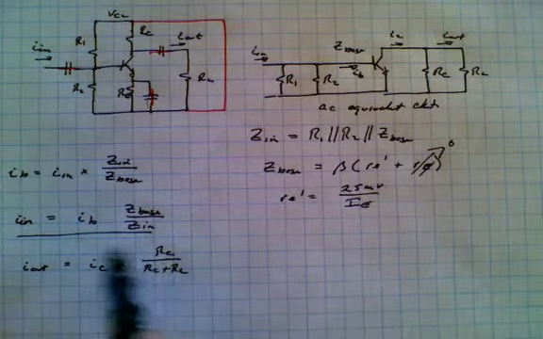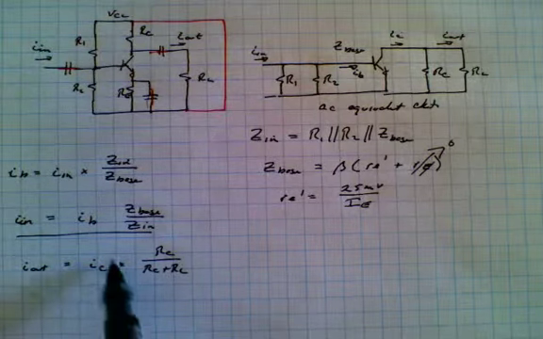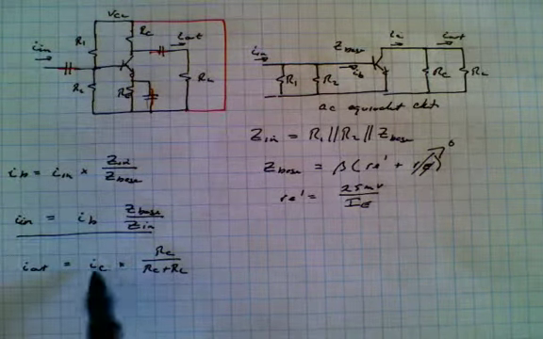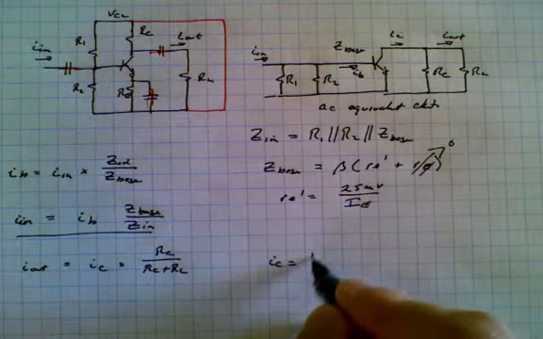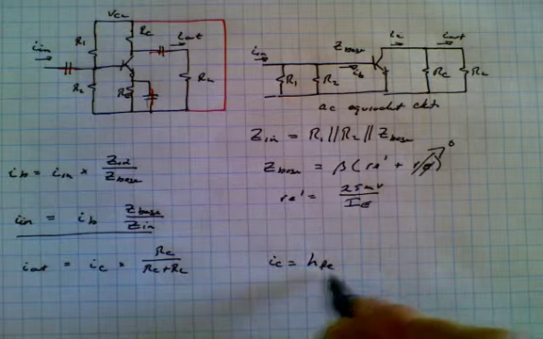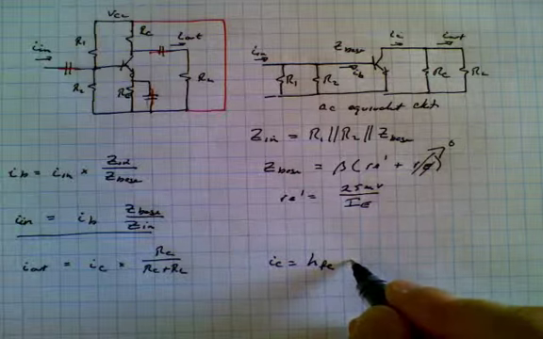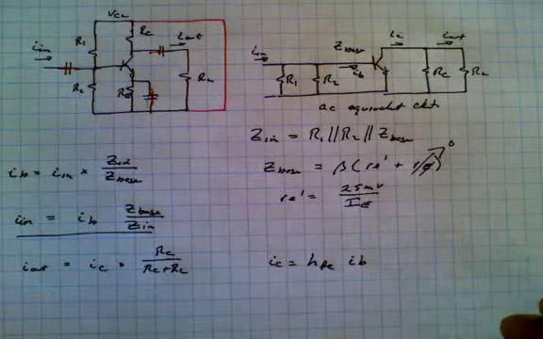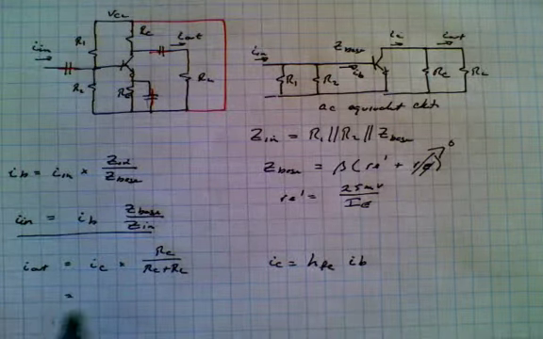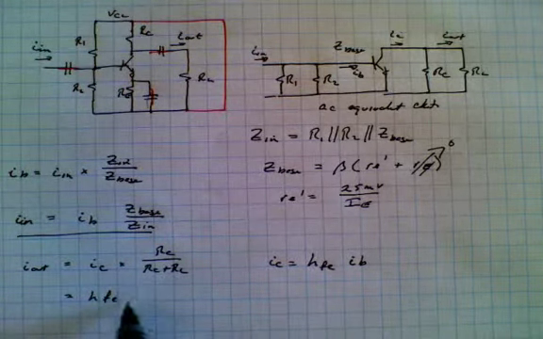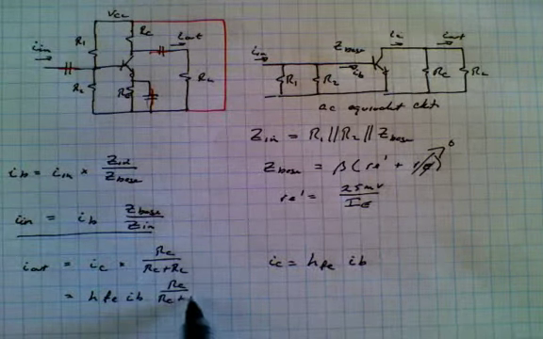And now that we have this, we can substitute IC for another expression which relates it to IB. And recall that IC is equal to beta or HFE. In our case, we're dealing with the AC signal, HFE, small fe, times IB. And so we're going to make that substitution into here. So I out is actually equal to HFE IB times RC over RC plus RL.